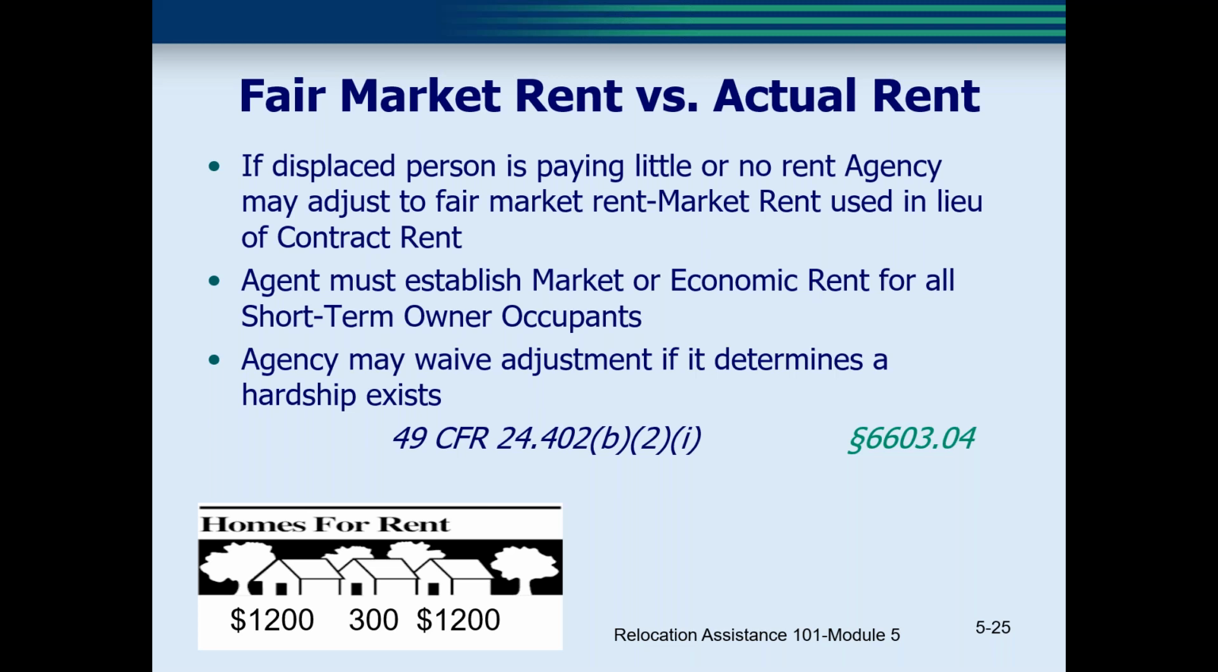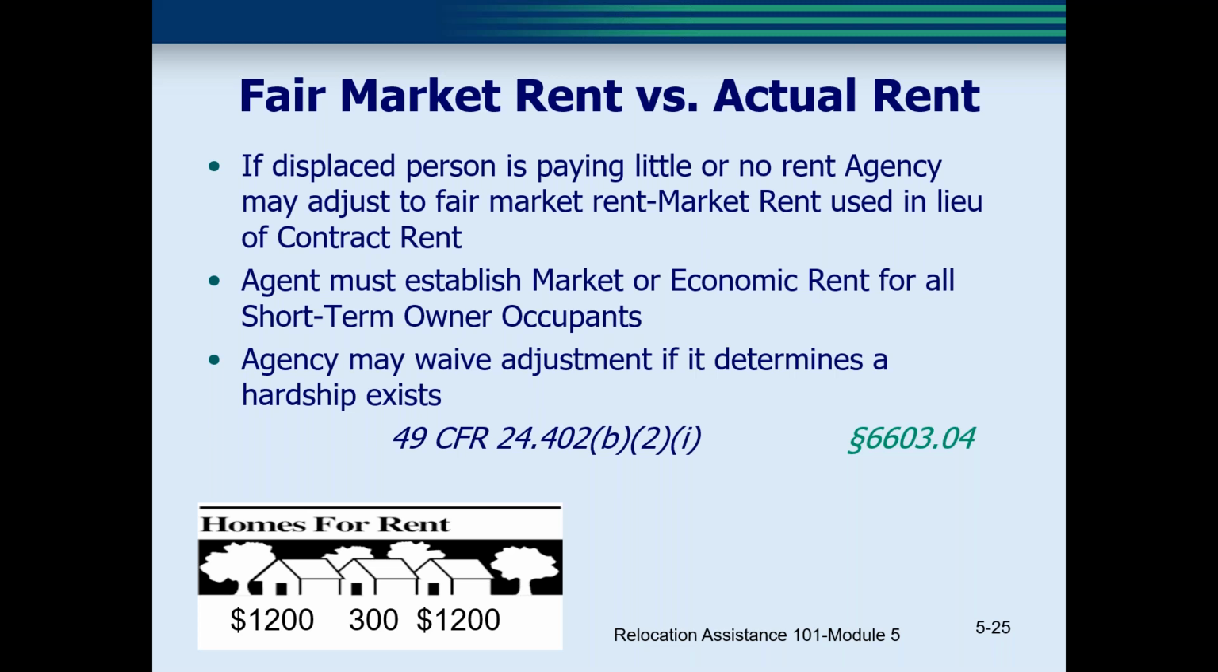It may also come up where the landlord reduces the monthly rent because the tenant performs some sort of service, such as lawn care or snow removal. Maybe he helps collect rents if it's in an apartment complex. In these instances, the agent needs to determine the market or economic rent for the displacement site.